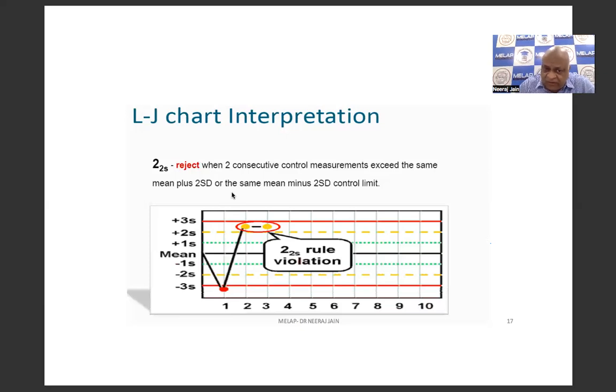So there are many rules. We will discuss those when we discuss interpretation of IQC. Here we are sensitizing you. This is mean, this is SD, this is CV, so that when we discuss that again, you already have some knowledge related to statistics and some knowledge related to these Westgard rules.